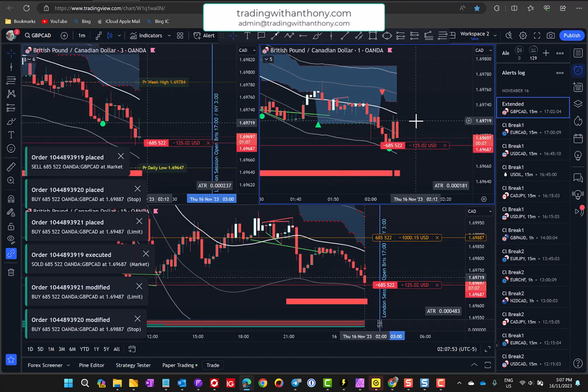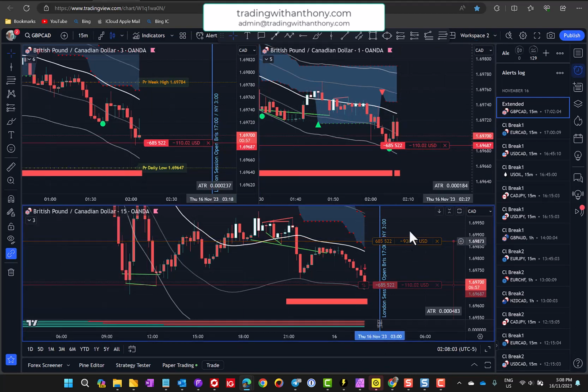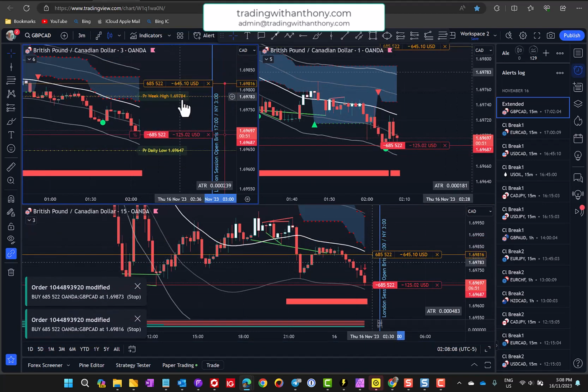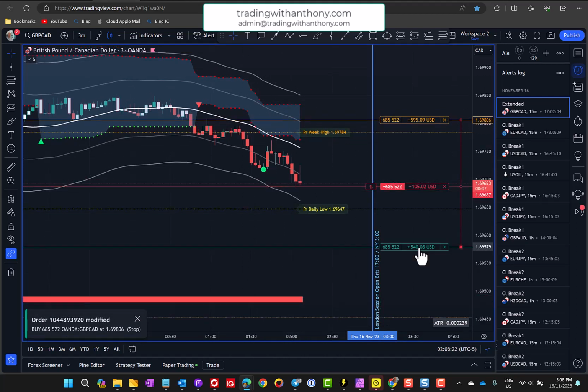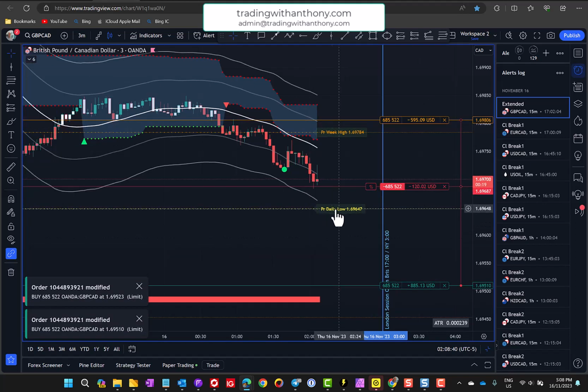Got in a little bit late. Okay, I would have liked to have gotten in further up, of course. Never mind. Stop loss, 15-minute chart. Well, you know, you can trade this on a 3-minute here. Let's just open up the 3M. We'll go stop in the cloud and 1 to 1.5 risk reward. I don't know, roughly there, something like that. Got this daily low coming up.